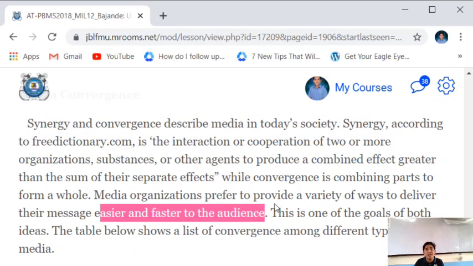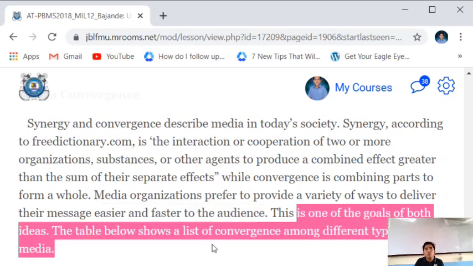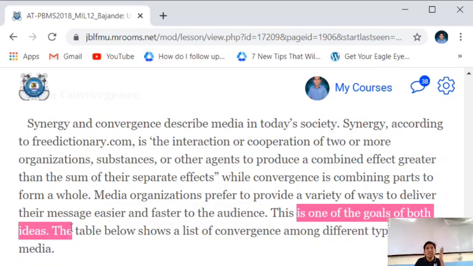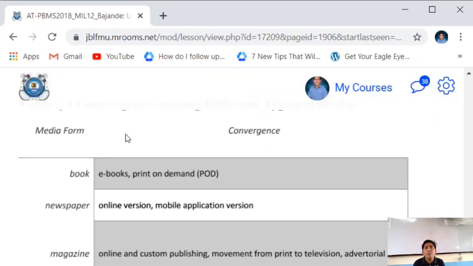So, sa mga media naman na class, this is one of the goals of both ideas. So, pareho lang sila sa synergy and sa convergence, though may similarity lang sila because they really want to cater to a lot of audience para ma-reach nila. However, magamba kita class convergence, though it combines different types of technology bala class or different types of media, okay, para bala class maging easier ang life or daw ma-access mo na lang everything through easy ways.